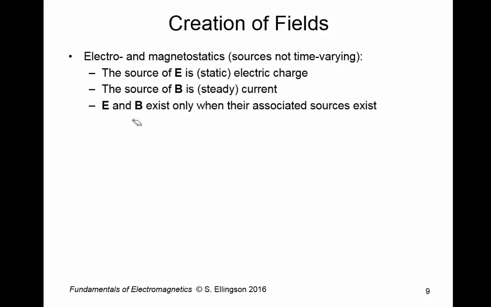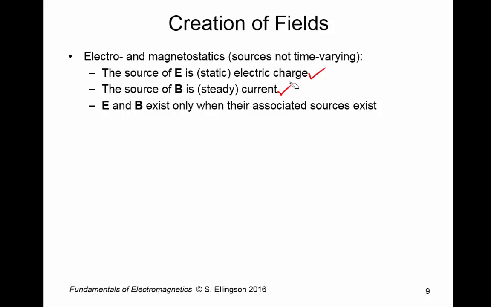Okay, creation of fields. How do we obtain an electric and magnetic field? Well, you know from electrostatics and magnetostatics how to do this. For example, the source of the electric field is just static electric charge. You have some charge density, it immediately gives rise to an electric field, and you can compute that using Coulomb's law, for example, which, by the way, comes from Gauss's law. If you have a steady current, then you have a magnetic field, and it's straightforward to compute that.